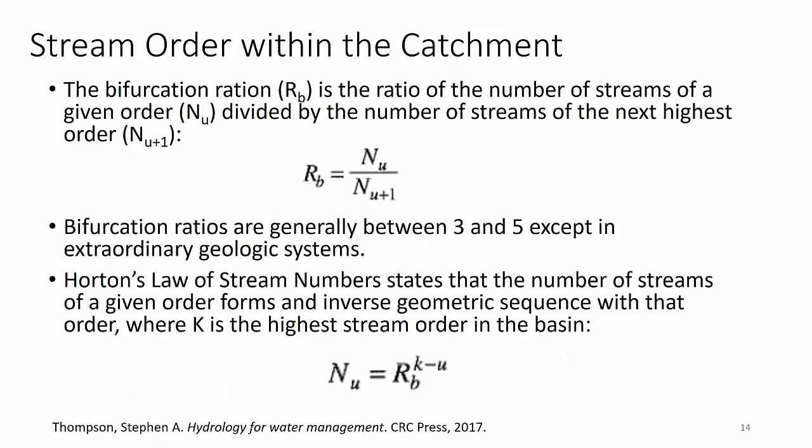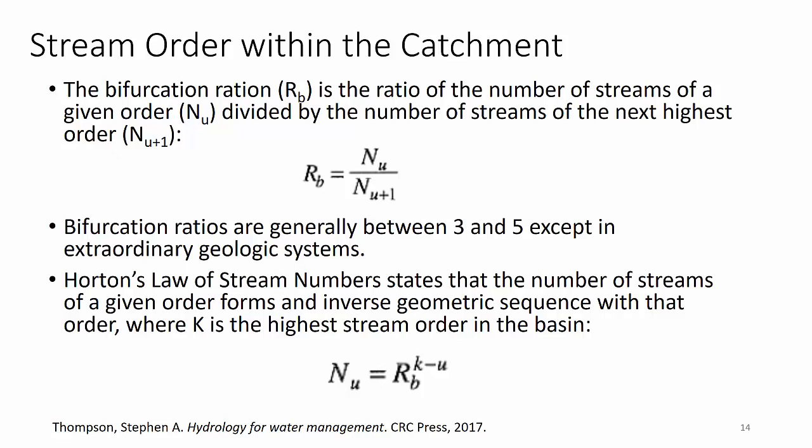The bifurcation ratio, R sub B, is the ratio of the number of streams of a given order, N sub U, divided by the number of streams of the next highest order, N sub U plus 1. Bifurcation ratios are generally between 3 and 5, except in weird systems. And there are weird systems out there, deep canyon systems or hard rock systems or other systems that are not what we consider to be standard or frequently observed phenomena.